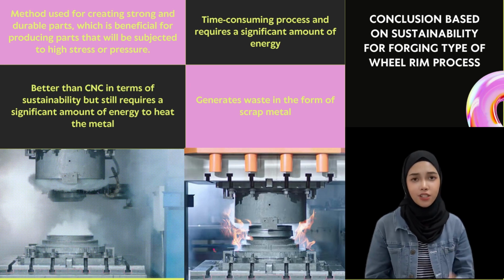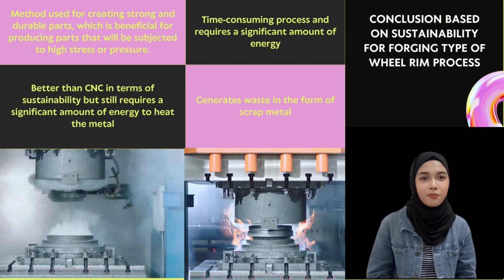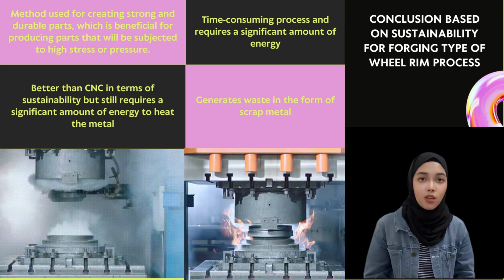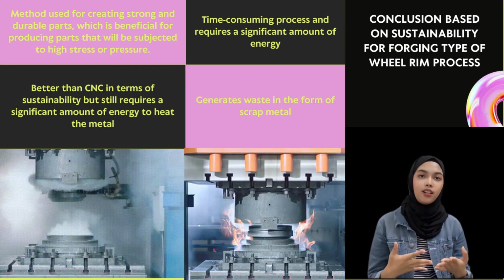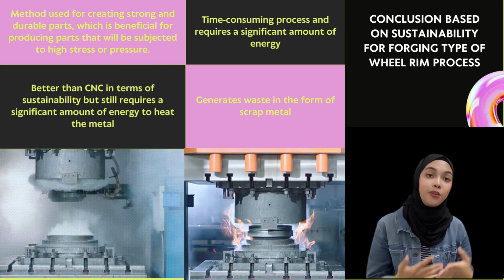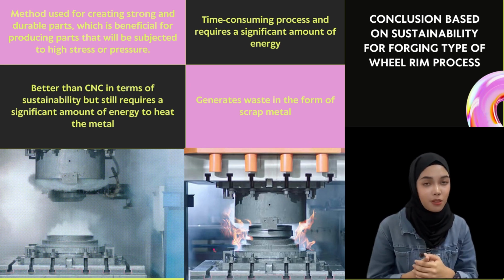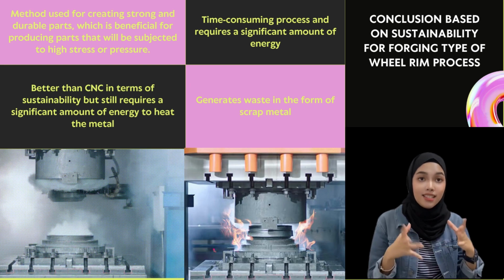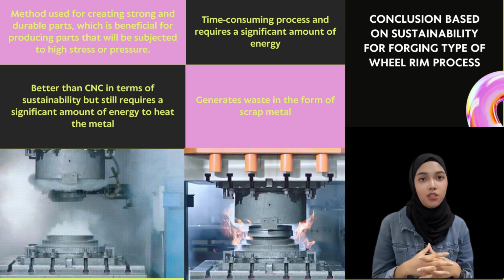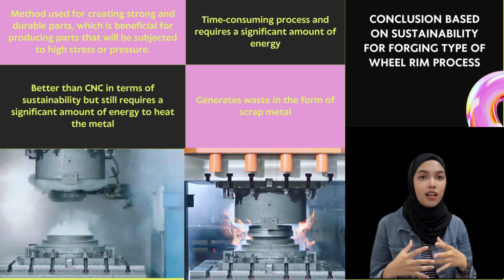So, forging is a process of shaping metals by hammering and pressing it, which is often used to create strong and durable parts like wheel rims. The downside of this method is that it can be a time-consuming process and requires a significant amount of energy to heat the metal to a malleable state.